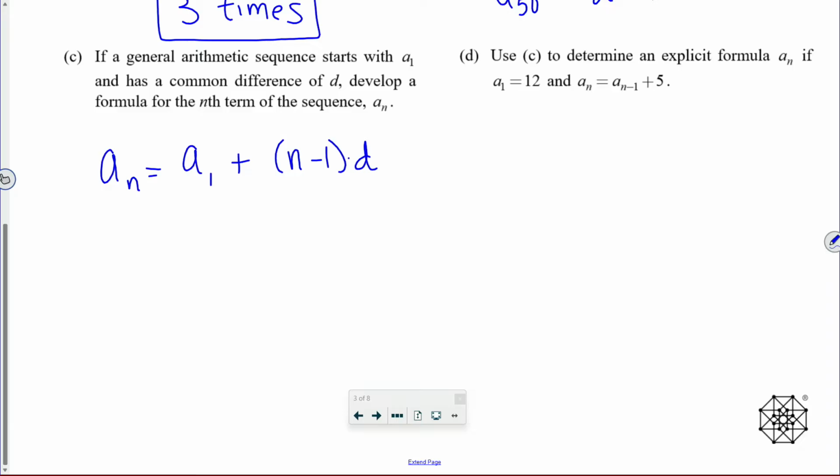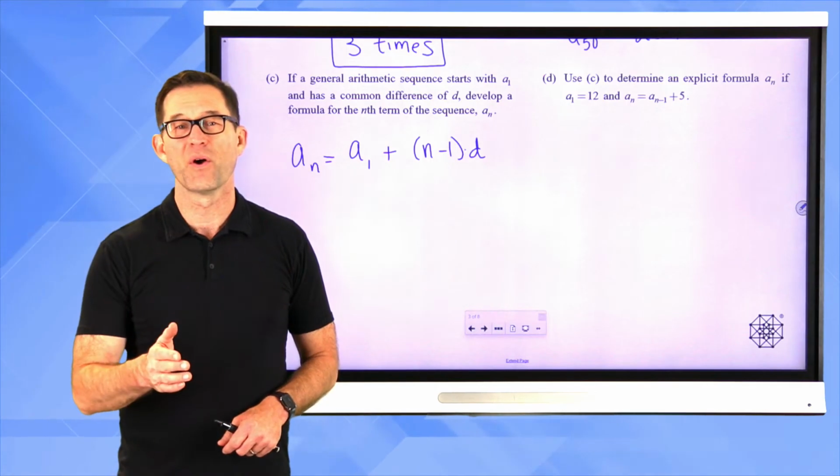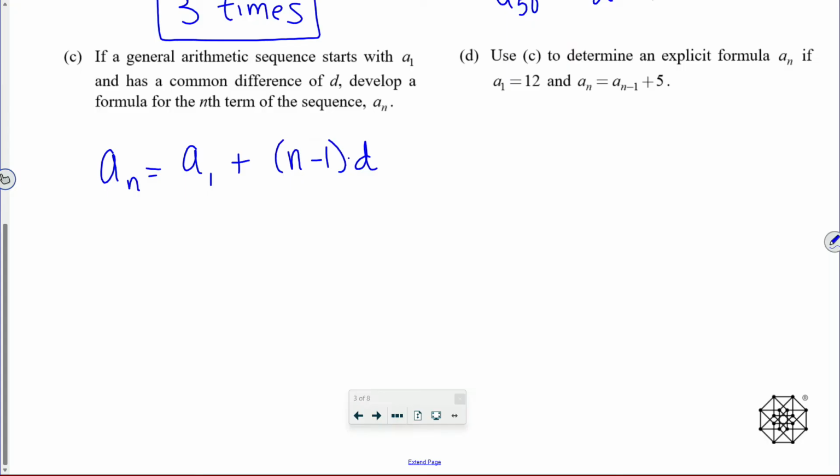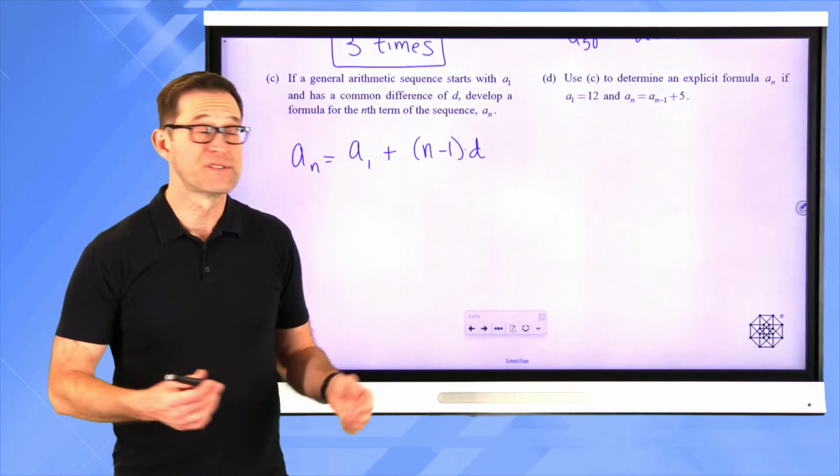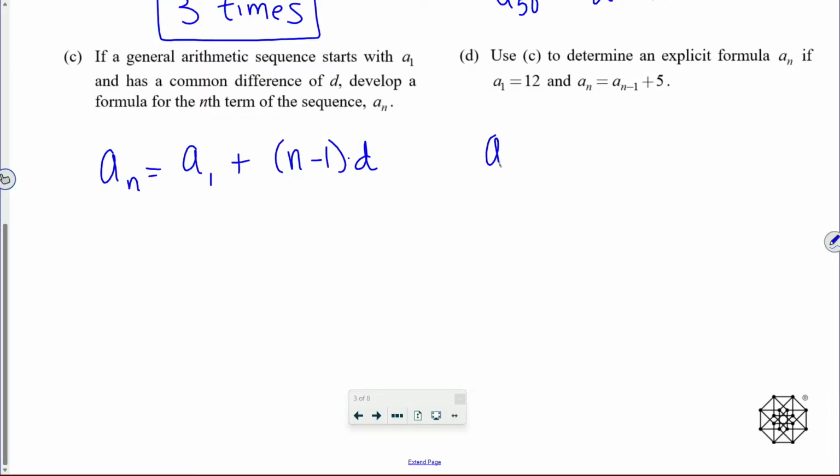Use C to determine an explicit formula for A sub n if A sub 1 equals 12 and A sub n equals A sub n minus 1 plus 5. All right, why don't you go ahead and do that? Well, let's do it. Simple, right? A sub n now is going to be 12 plus n minus 1 times 5.